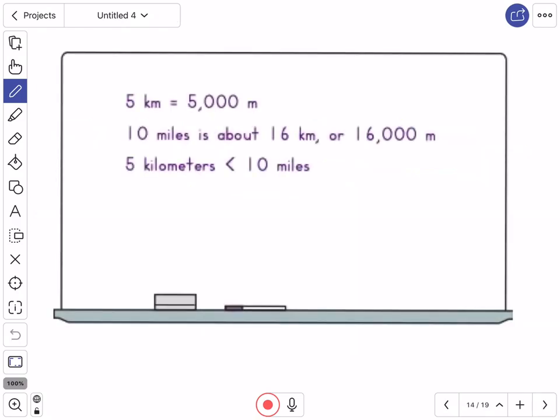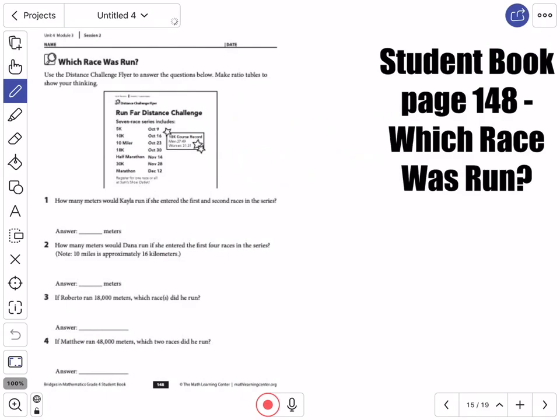So again, we're thinking about a 10-mile race this time. And 10 miles is approximately 16 kilometers. So how many meters is that? All right, well, a 5K is 5,000 meters. 10 miles is about 16 kilometers or 16,000 meters. So 5 kilometers is less than 10 miles. But then again, we have 16,000 meters.